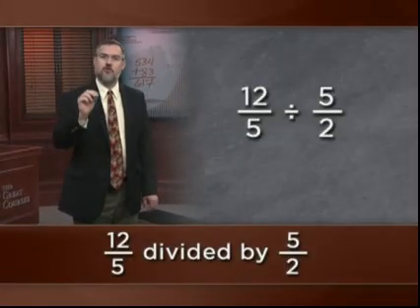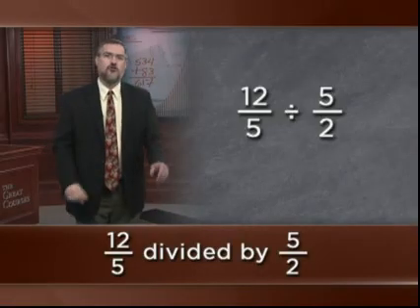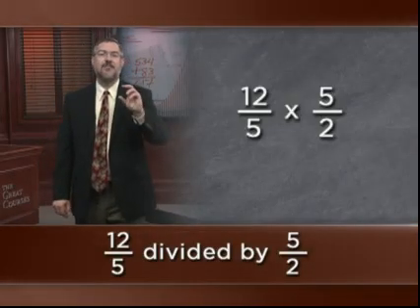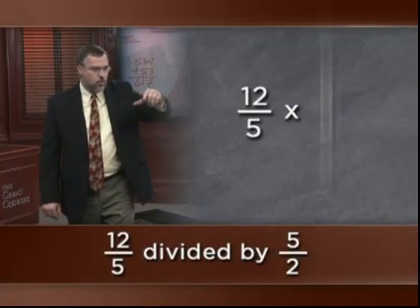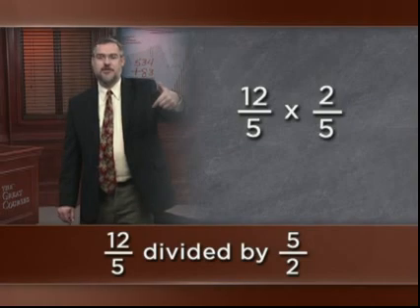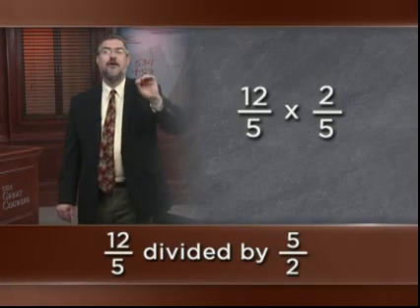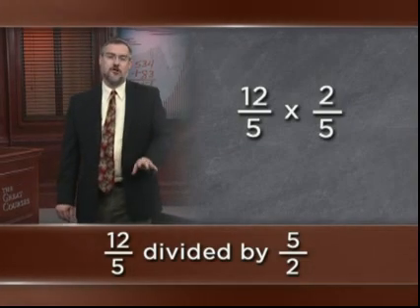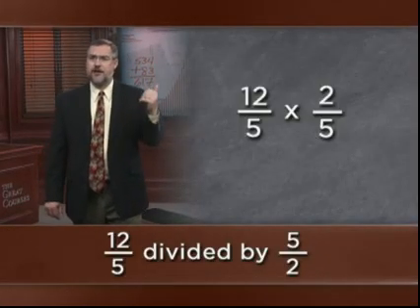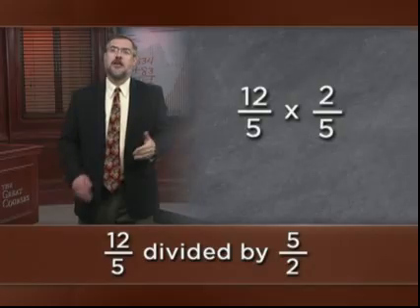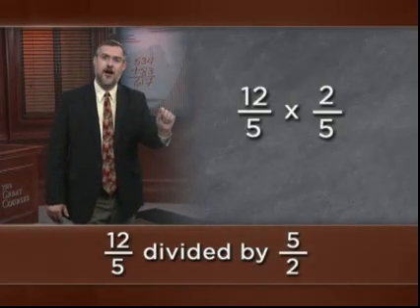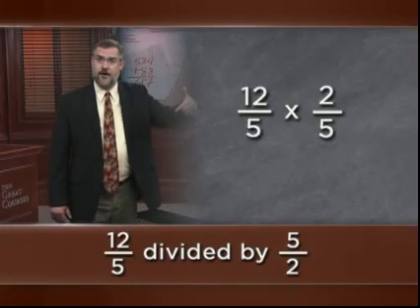Well, before you can do anything else, you've got to remember to switch the division to a multiplication symbol and then replace the second fraction with its reciprocal. That reciprocal has to be written down before you can do any cancellation. So the original problem, which was 12 over 5 divided by 5 over 2, can be rewritten as 12 over 5, leave it alone, times 2 over 5.